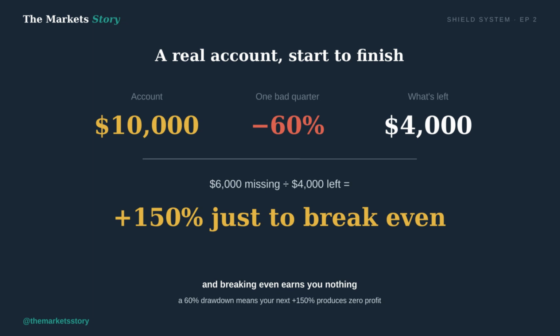Let's make it painfully real. A $10,000 account? One bad quarter. Overtrading? Oversized positions? No stops? And it's down 60%. $4,000 left. The missing $6,000 divided by the $4,000 you're standing on, you now need plus 150%. And understand what that number really means. Your next 150%, possibly the best trading run of your entire life, earns you exactly nothing. It just refills the hole.